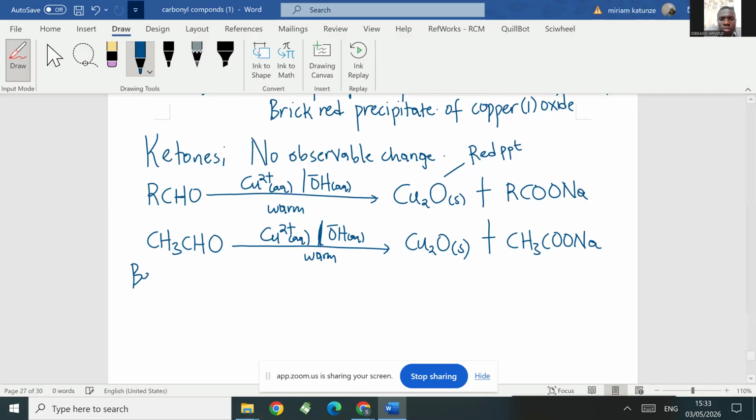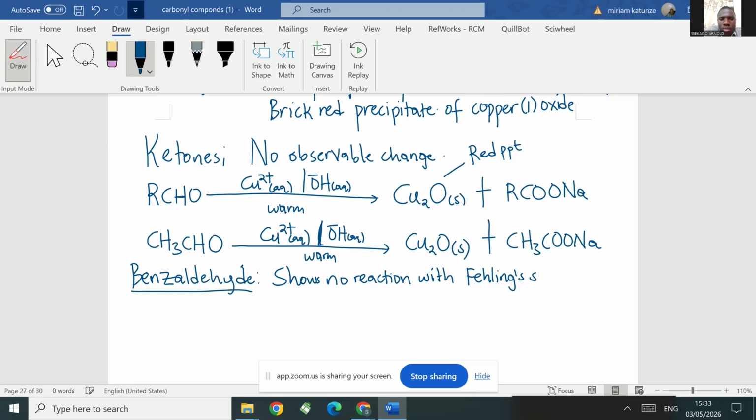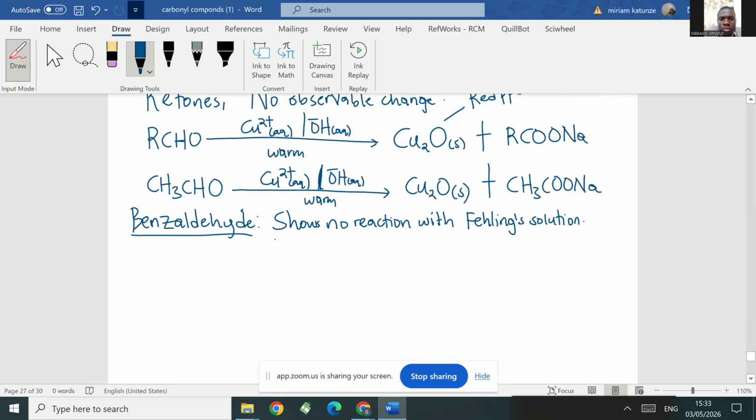Benzaldehyde is a bit stubborn. Most literatures you find them quoting that benzaldehyde shows no reaction with the Benedict solution under ordinary conditions.